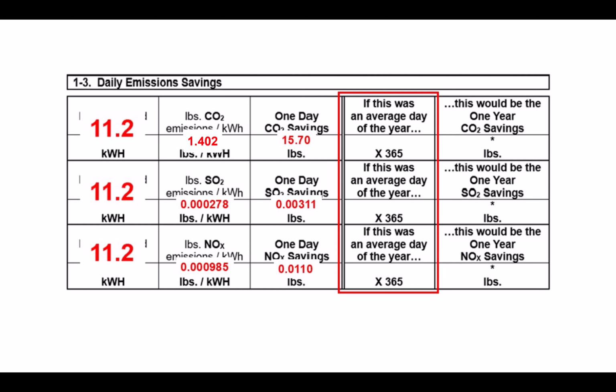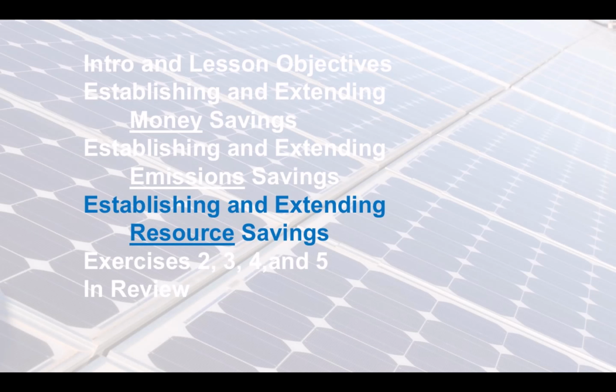Next, we'll imagine, as we did with money savings, that yesterday was an average day of the year. Each of your emissions savings multiplied by 365 will provide you with the pounds of CO2, SO2, and NOx emissions saved by your array over a full year. That brings us to establishing and extending energy resource savings.